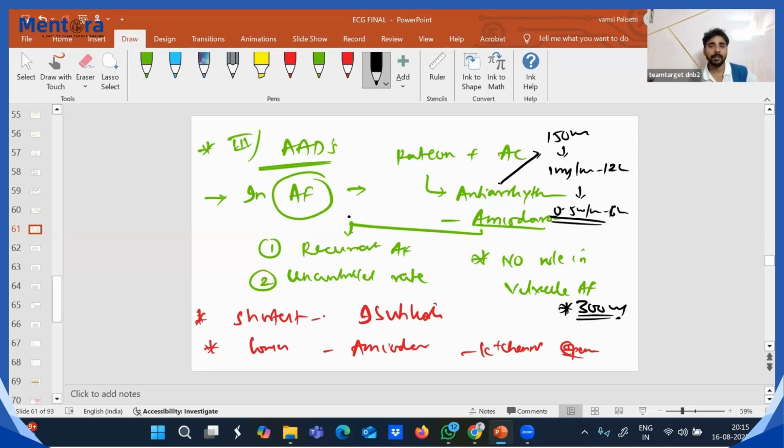While doing CPR, if your ACLS is showing a shockable rhythm, you give shock also 3 times. If the patient is not reverted, then the dose of amiodarone is 300 mg. Very important. There it is. Okay.